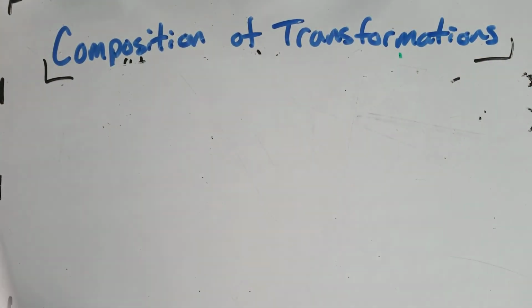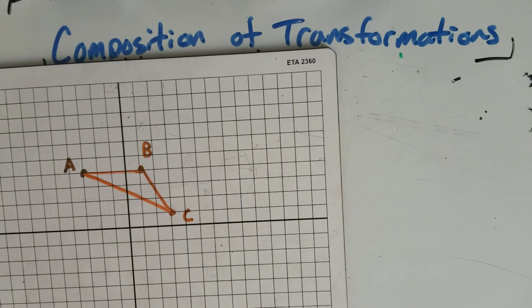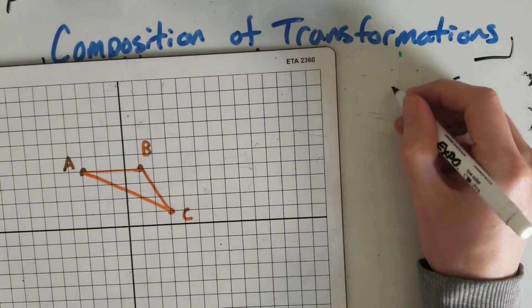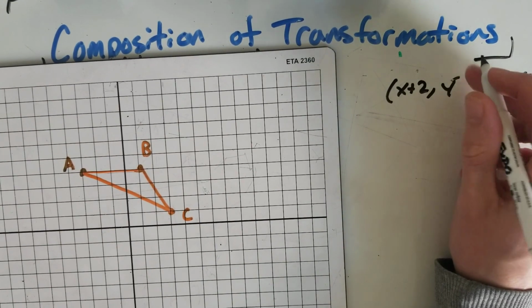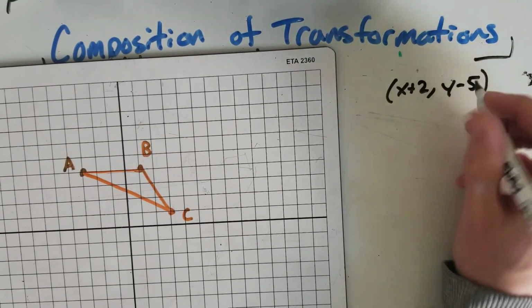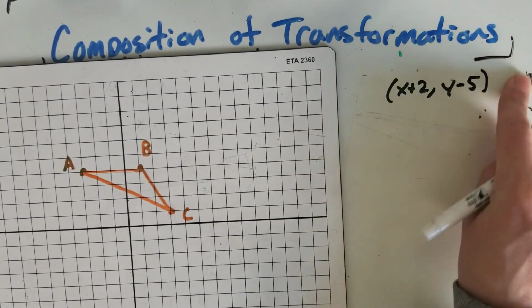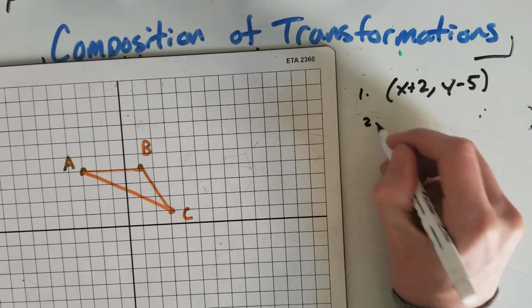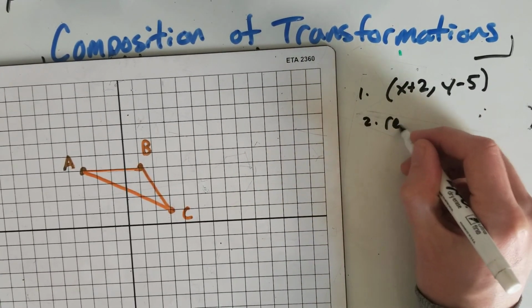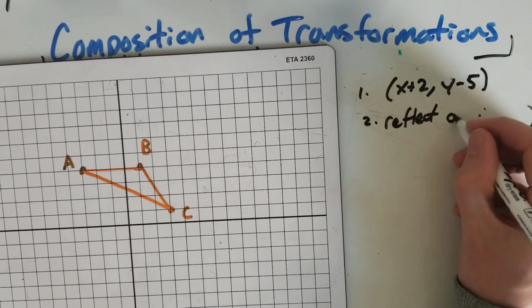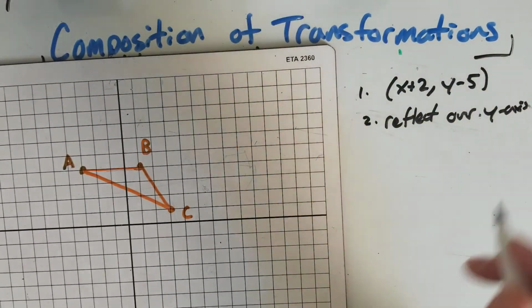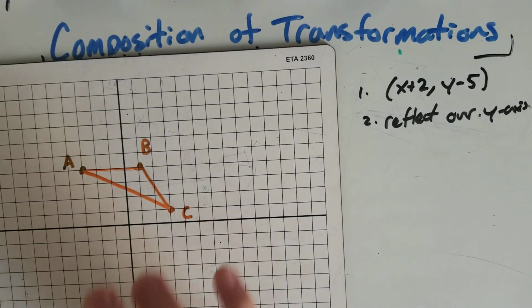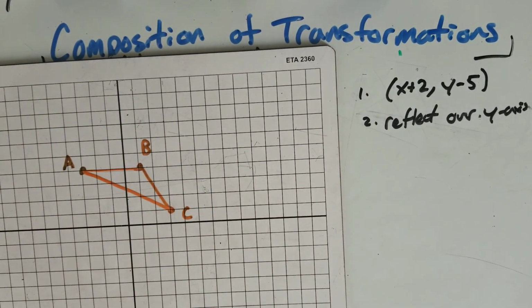Here's our next one. We are given this triangle, and we are first told to translate by the rule x plus 2, y minus 5. That means you're going to the right by 2 and down by 5. So that's our first one. And then we are reflecting over the y axis. So I'll do this one right on the coordinate plane. We could list the coordinates if we wanted to, but I'll stick on the coordinate plane.